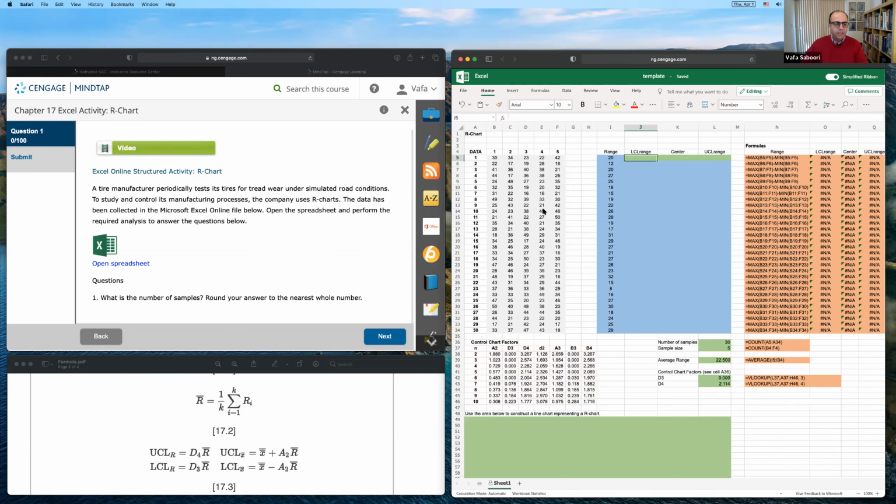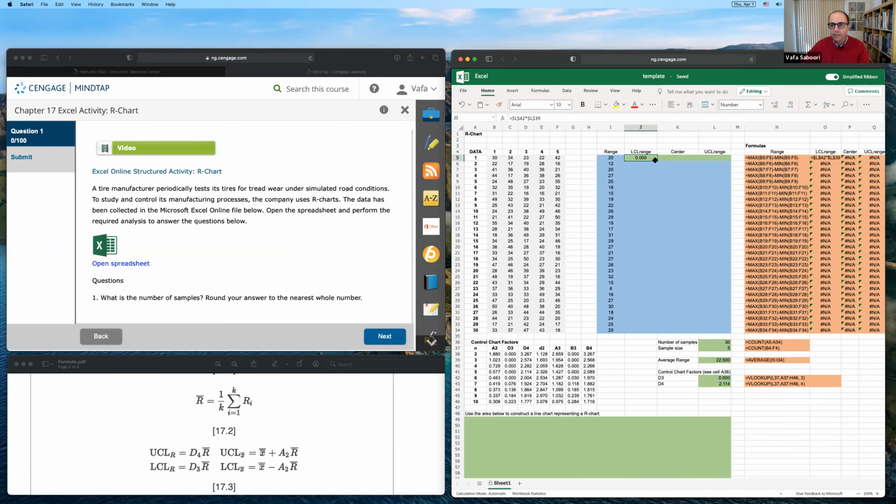Now I'm going to use this formula here to build LCL and UCL. So LCL, as you can see here, is D3 times R bar. So it's going to be 0, which I have here. I need to lock it, basically use absolute cell reference, and then use asterisk times R bar, which I have here, the average range. And that also needs to be locked because I want to copy it down.